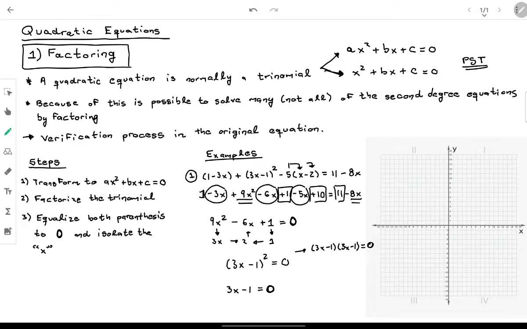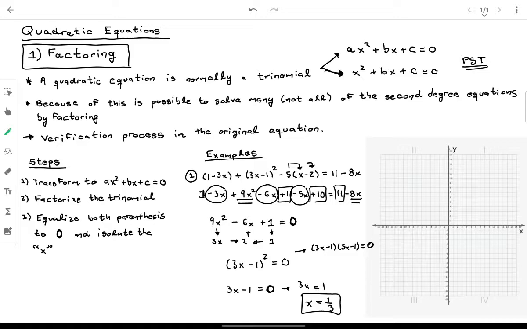And we can equalize both parentheses to 0, but in this case it's the same parentheses, so we will have only one value for x. 3x equals 1, x equals 1/3. So we have solved the equation. In this case, we have only one value for x, not two of them, because the two values of x are exactly the same. What does that mean with that answer?